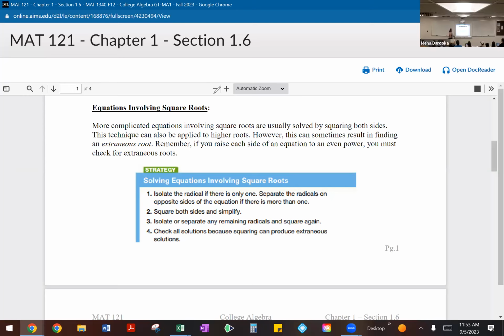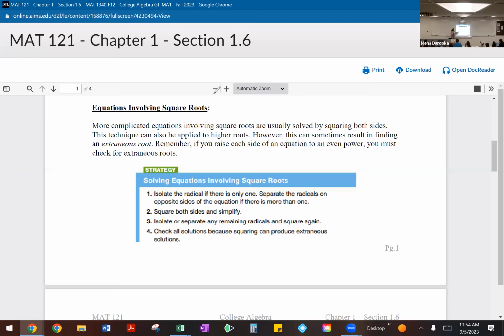If you raise an equation to an even power, and that's why I was saying this will work for 2nd degree, 4th degree, 6th degree, all of those even powers, it's going to be the same thing. You are going to end up with extraneous roots. So here are your steps on how we work with this. Isolate the radical if there's only one. Separate the radicals on opposite sides if there's more than one. So if you only have one square root, bring it to one side, move everything else to the other side. If you have multiple square roots, then you need to bring them on opposite sides of your equal sign.